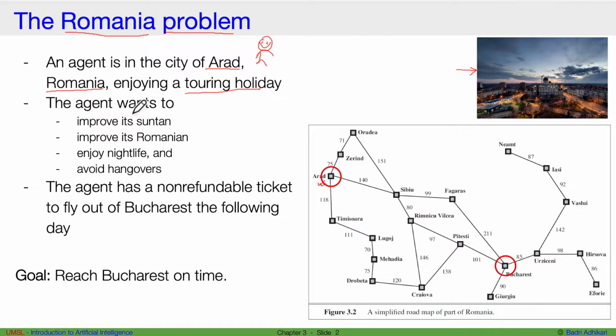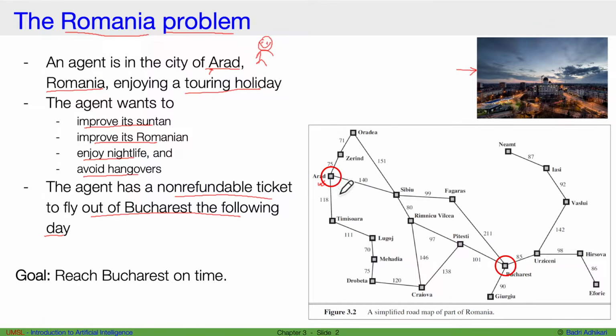So to make things interesting, say for example the agent wants to improve its suntan while the agent is at Arad, improve its Romanian, enjoy nightlife and avoid hangovers. Most importantly, however, the agent has a non-refundable ticket to fly out of the city Bucharest the following day.